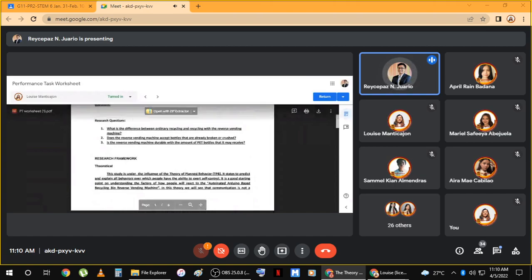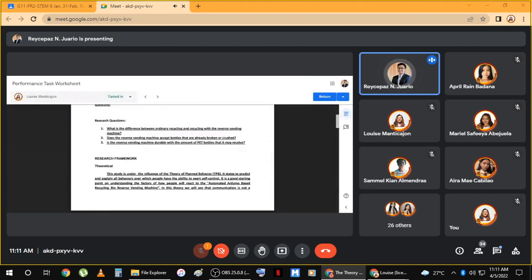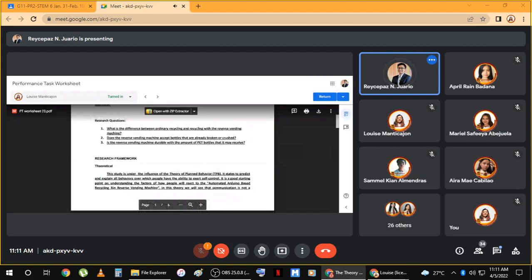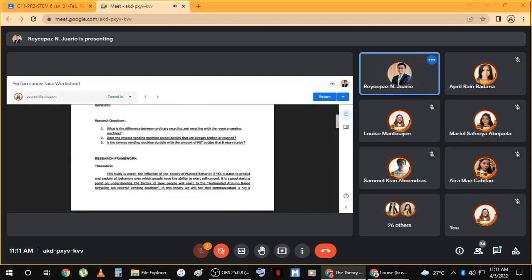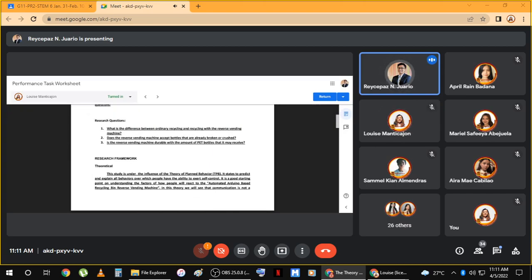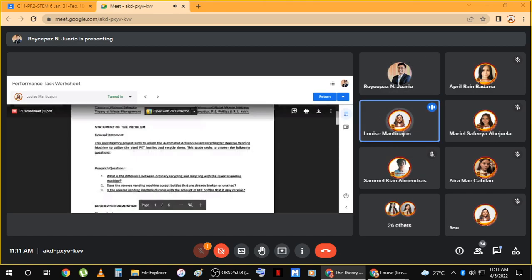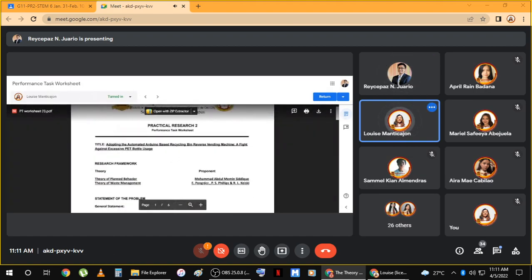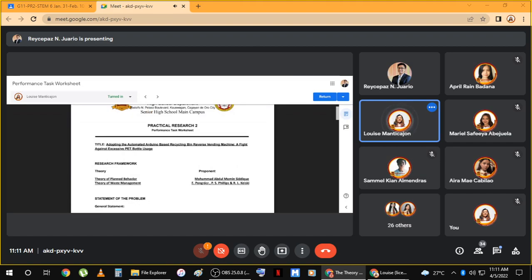Alright. So for the research question, we will remove or omit the theory of planned behavior and remake our research question according to what we really are trying to find out. This is going to be a good question also: does it accept bottles, or broken or crushed ones? Is the vending machine durable with the amount of PET bottles you receive? Alright. So aside from question one and the theory of planned behavior, there are no other changes.